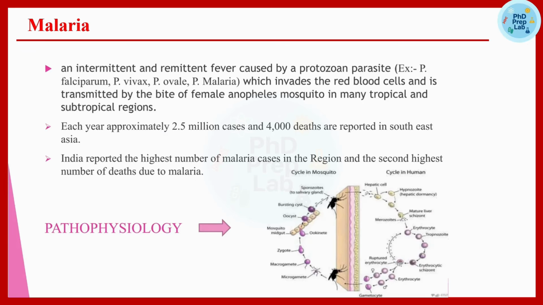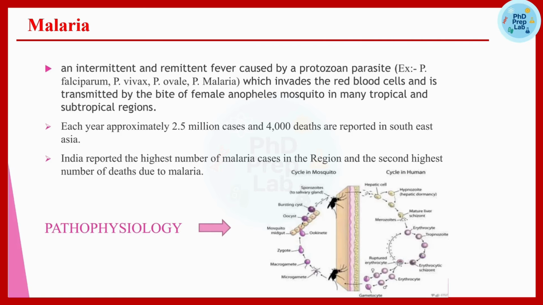Then we have malaria. Malaria we have all heard of. Malaria is a type of fever which is caused by a protozoan parasite. The vector of this is the female Anopheles mosquito. It is transmitted by the bite of the female Anopheles mosquito in many tropical or subtropical regions. India has reported the highest number of malarial cases along with the second highest number of deaths due to malaria.